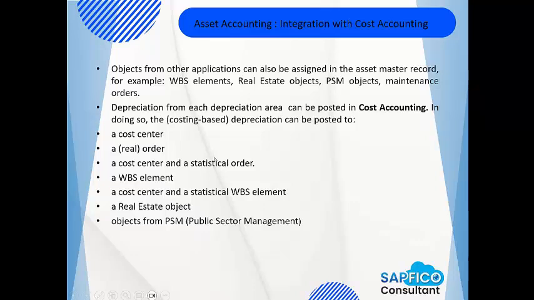So here we can assign in the asset master WBS, real estate objects, CSM objects, maintenance order. And then they can be posted to cost center, real order, or WBS, real estate object, statistical WBS, and public sector management objects, and so on and so forth.